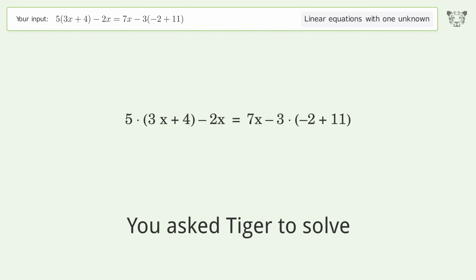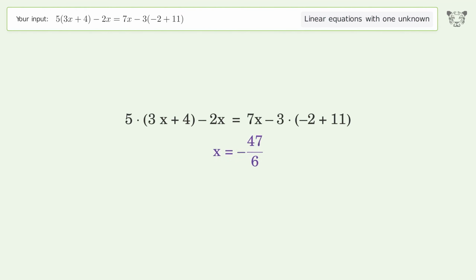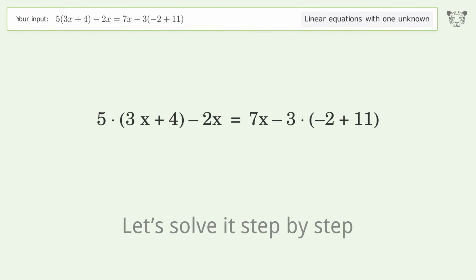You ask Tiger to solve. This deals with linear equations with one unknown. The final result is x equals -47/6. Let's solve it step by step.